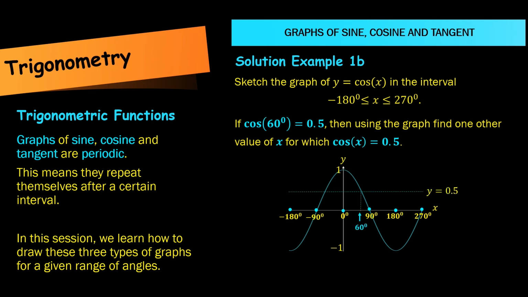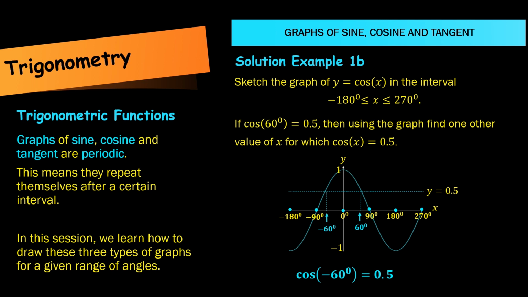Here we've sketched the graph or the line of y equals 0.5. As you can see, it cuts the graph of cos x twice in this diagram. Once at 60 degrees and once at minus 60 degrees. So cos of minus 60 degrees is equal to 0.5.